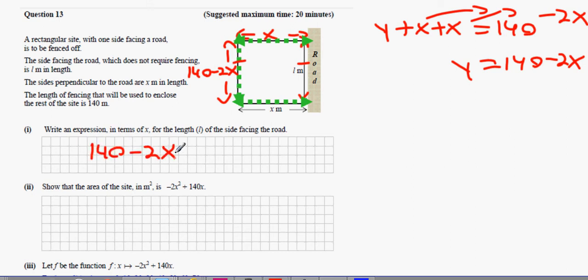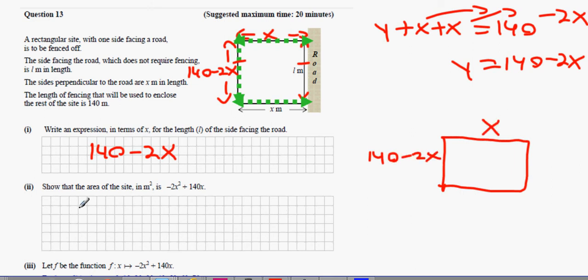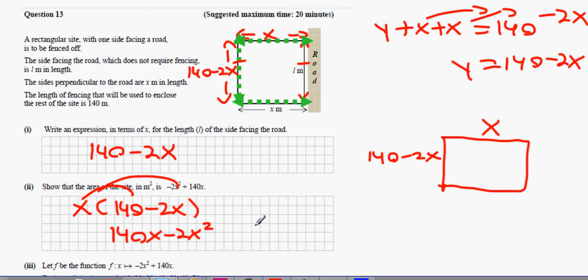Show that the area of the site in meters squared is minus 2x squared plus 140x. Well, area equals length multiplied by width. So we have our width and our length, and we're going to multiply them by each other. So what we're going to get is x multiplied by 140 minus 2x. Multiply in, and we get 140x minus 2x squared, which is the same thing as minus 2x squared plus 140x.